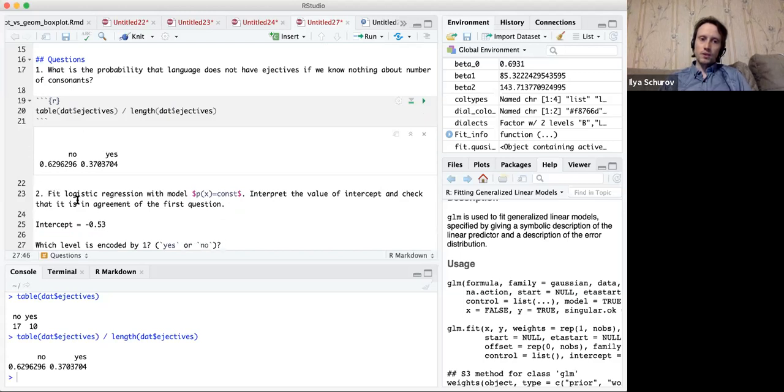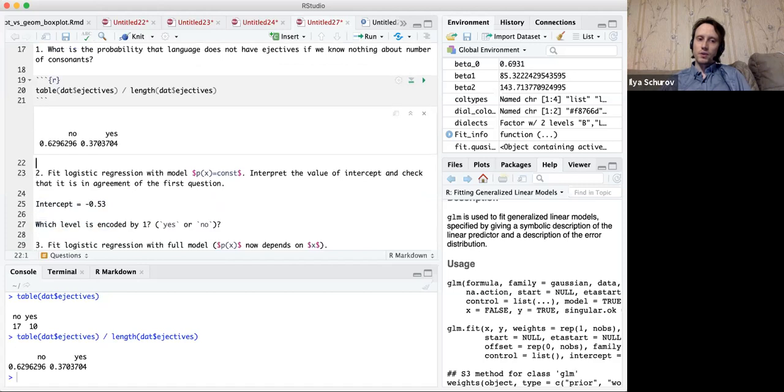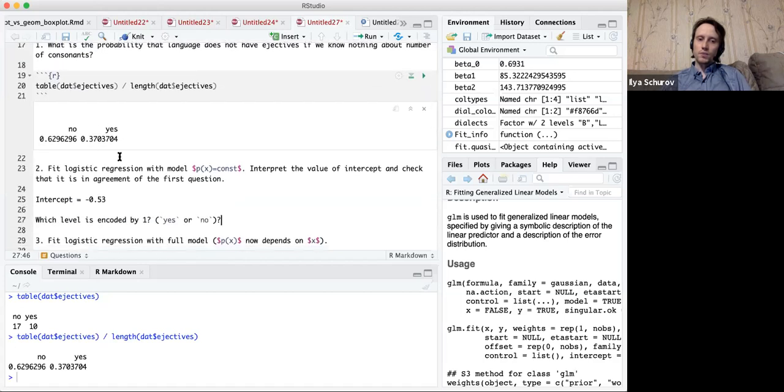We can look at these values, and I want you to answer this question. If this answer is correct, I don't know, but people say so. So if we believe in this answer, then we can try to figure out which level is encoded by 1. Level yes or level no. We have just these two values. Sarah says yes. Why?